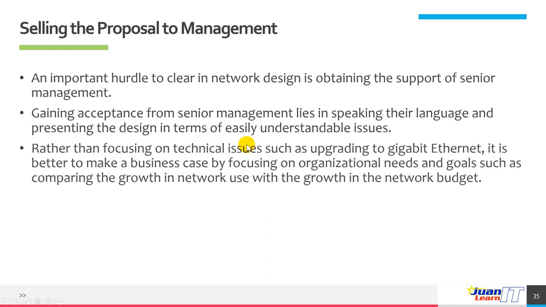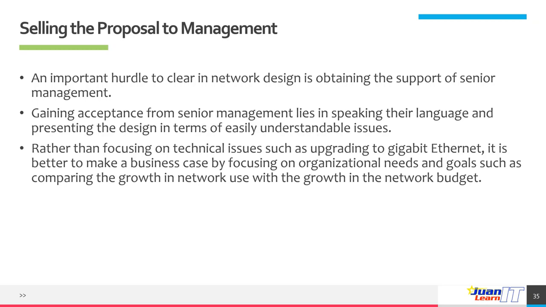So rather than focusing on technical issues such as upgrading to Giga Ethernet, it is better to make a business case by focusing on the organization's needs and goals, such as comparing the growth in the network use with the growth in the network budget. One of the main problems in network design is obtaining the support of the senior management. That's always the challenge.